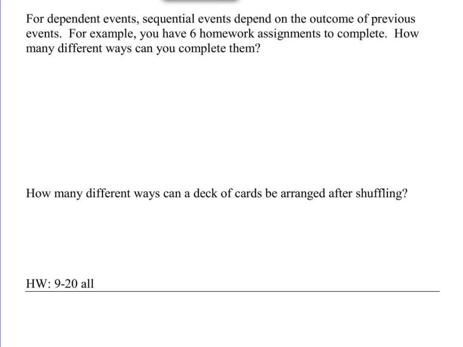Okay, the next thing we're going to be talking about is independent and dependent events quite a bit. For right now, we're talking about dependent events. It says for dependent events, sequential events depend on the outcome of previous events.